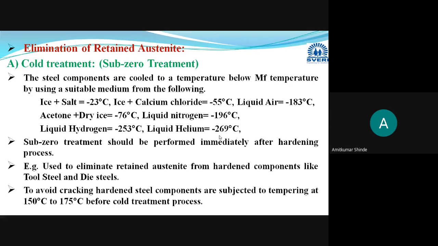Now, it is almost impossible to get 100% martensite at the end. There may be some amount of austenite. Maximum you will end up with 99% of the martensite.